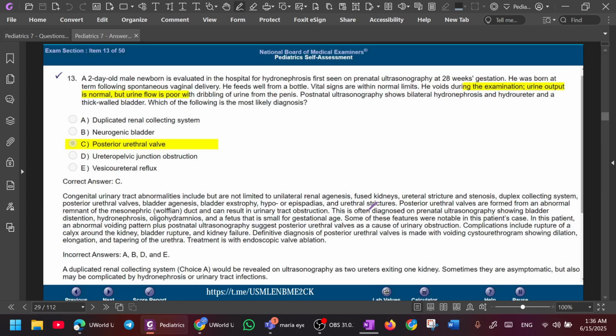So voiding cystourethrogram for posterior urethral valves. But if there is any straddle injury, like urethral injury, we will do retrograde urethrography. If there is blood in the urethral meatus, then you do the retrograde urethrogram. And if there is anything to do with the bladder, then you do the voiding cystourethrogram.